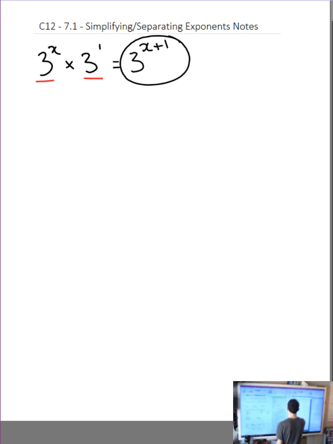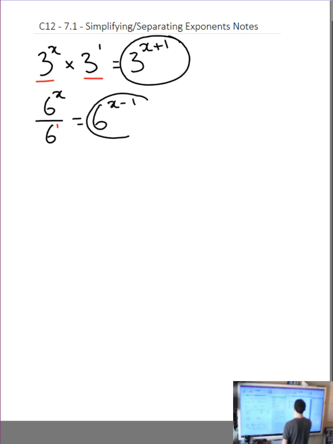So let's say, for example, I have 6 to the x over 6. Again, if I don't see anything, I'm always going to remind myself to put in an exponent of 1. So I am dividing with the same base. I'm simply going to subtract the exponents.